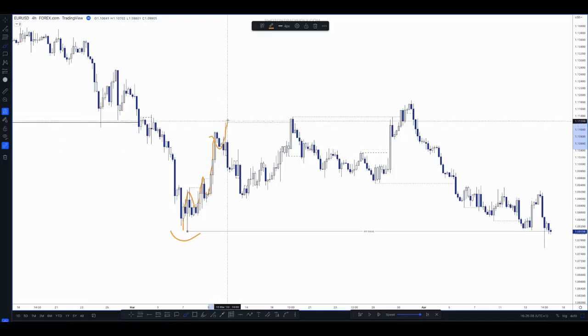Then we get a bit of a messy change of character there to signal the start of the pullback of this leg. We do get a bit of change of character here, but it ends up being a bit of a fake signal, right? Don't even close above, right? It's not the most convincing. And then we come down here and that's a bit more of a convincing CHoCH, right? We come into a nice demand level. And then this becomes a lot higher probability, then look for the longs to target this high, right?